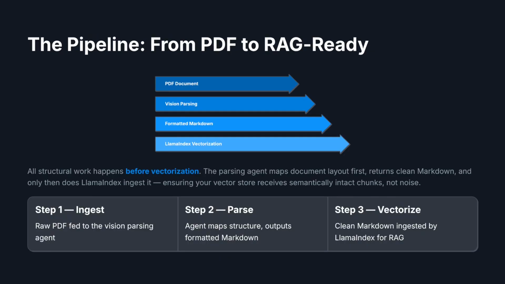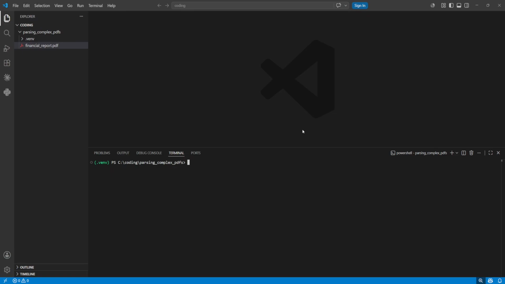Alright, let's look at the pipeline. The document goes into our parsing agent first. The agent uses vision to map the structure and returns perfectly formatted markdown. Then we just feed the markdown straight to LlamaIndex for our RAG setup. Notice that we do all the heavy lifting before vectorization, but the best way to learn this is to write it. Let's get the project set up.